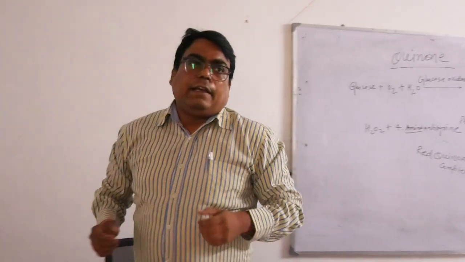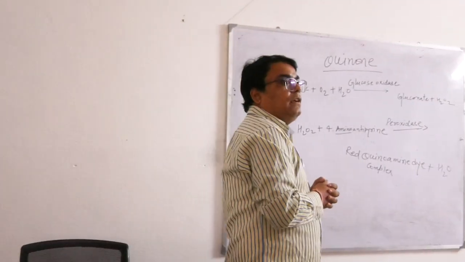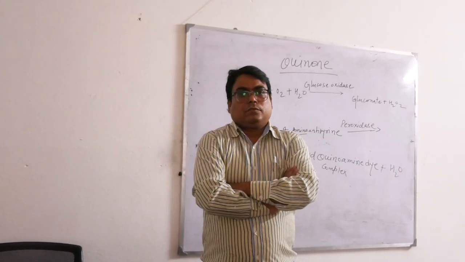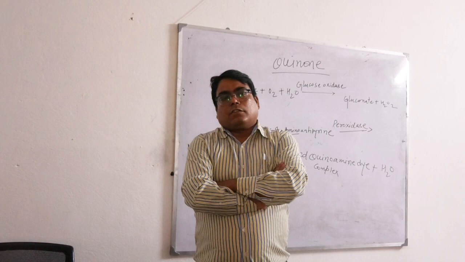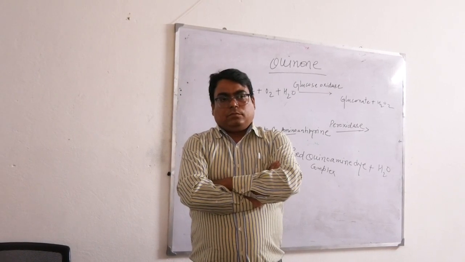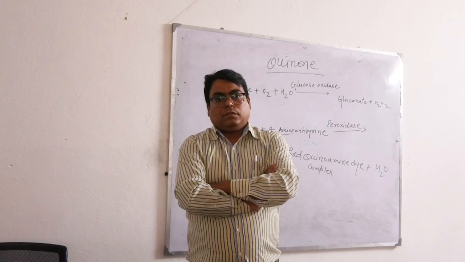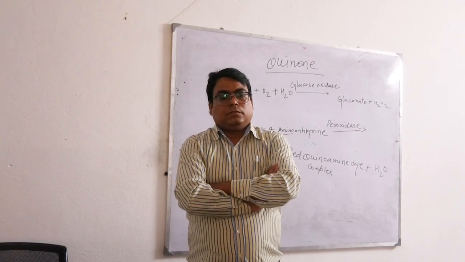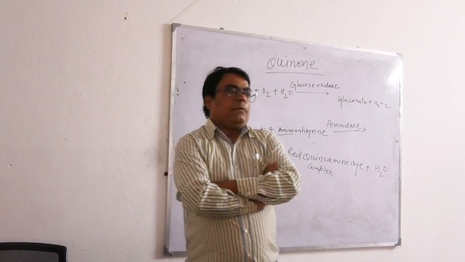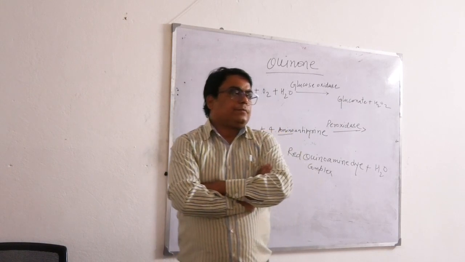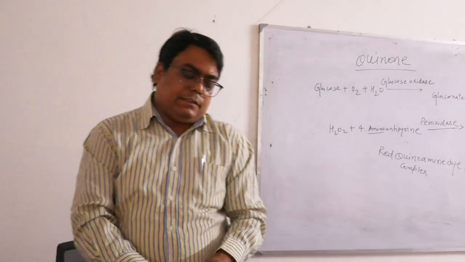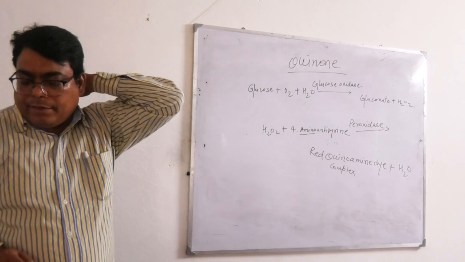Okay, write down. Reagents required: glucose oxidase peroxidase reagent; glucose standard solution, that is 100 mg per dl, write in brackets 100 milligram per deciliter; and the third one is 4-amino antipyrine.